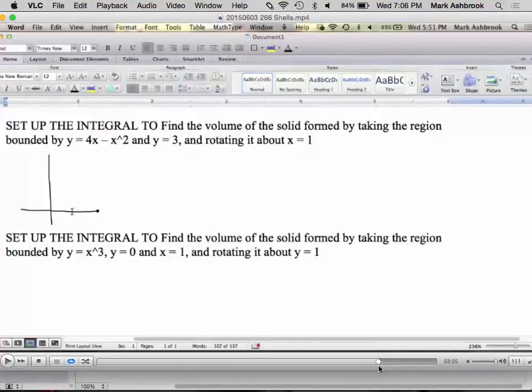Just set them up. Okay, these are harder, but we need the practice. For time's sake, I'm going to give you the picture for the first one. But you have to know how to generate these pictures.